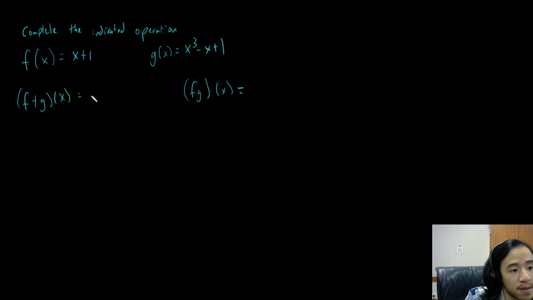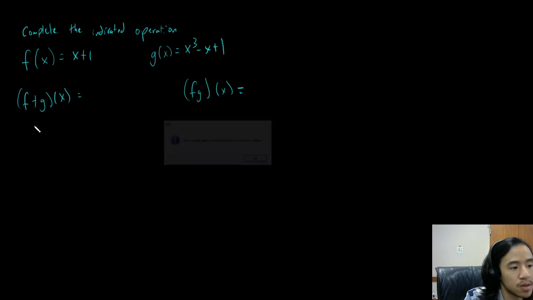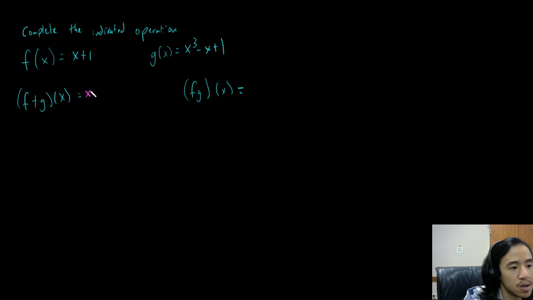So we're going to have x cubed. And then we don't have any x squared terms. But we do have x minus x here, so we're going to have 0x. And then we're going to have plus 1 here and plus 1 here, so that's going to be plus 2. So that's f plus g of x.